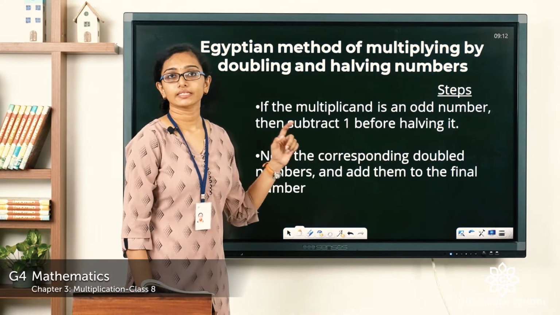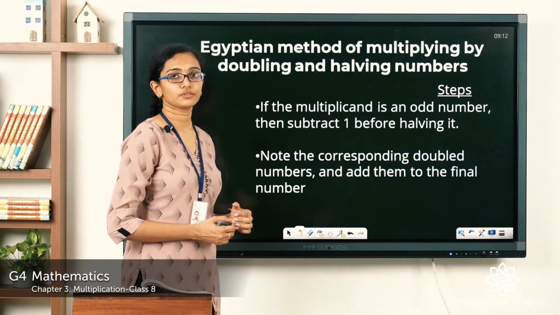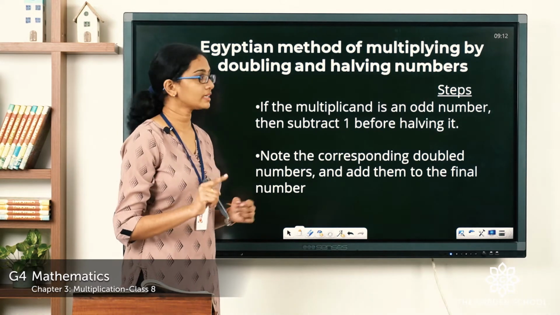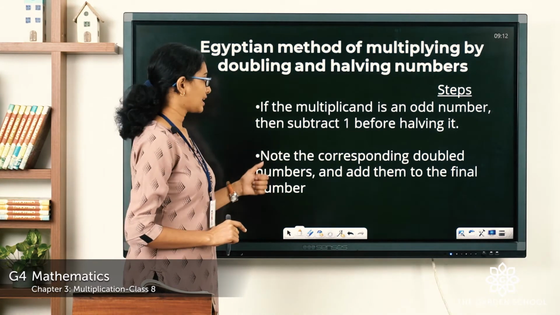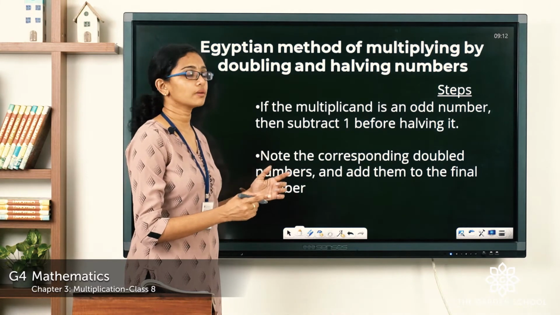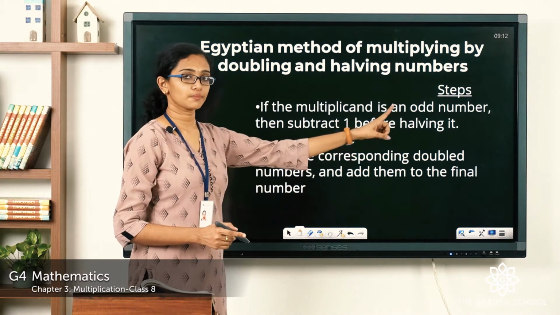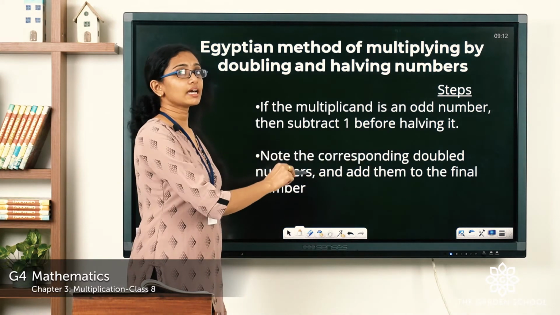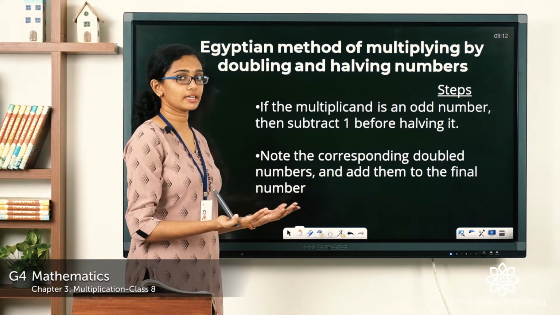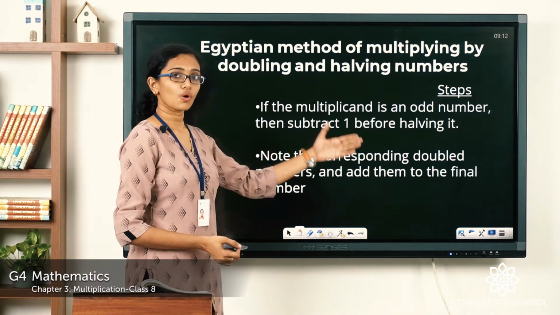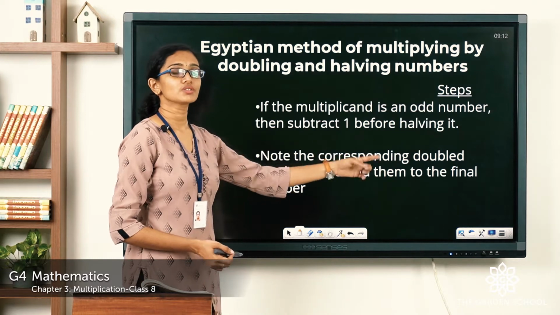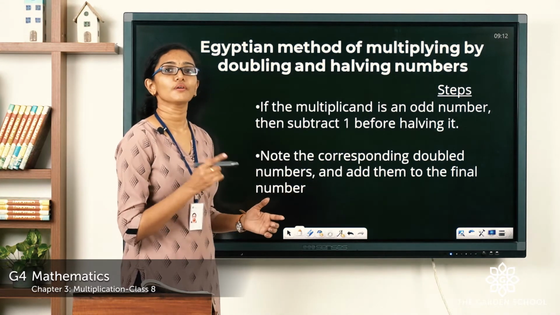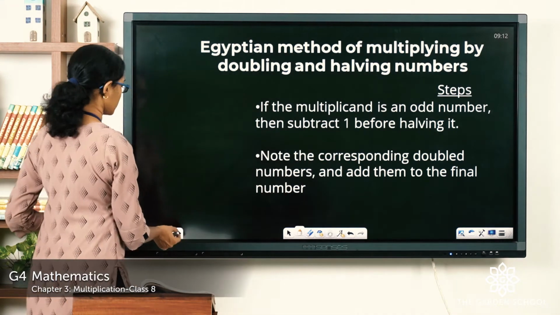If the multiplicand is an odd number, first you have to subtract 1 from it and then halve it. And while you are subtracting 1 from it, you have to note down the corresponding multiplier. And at the end, when you get the final number, you have to add all these noted products to the final number to get the final product. Let's see how we can do that.